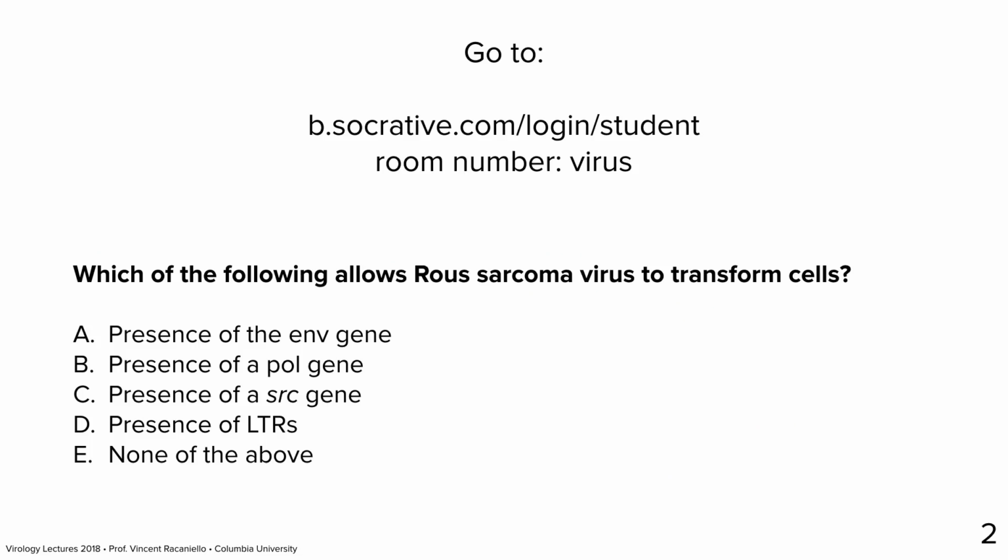Next question is, which of the following allows Rous sarcoma virus to transform cells? Presence of the envelope gene, presence of a Pol gene, presence of a Sarc gene, presence of LTRs, none of the above. Most of you got presence of a Sarc gene, which is right. Certainly not presence of an envelope gene. Because remember, many of those transforming retroviruses have lost the envelope gene. But Rous has it, but that is not what really transforms the cells.